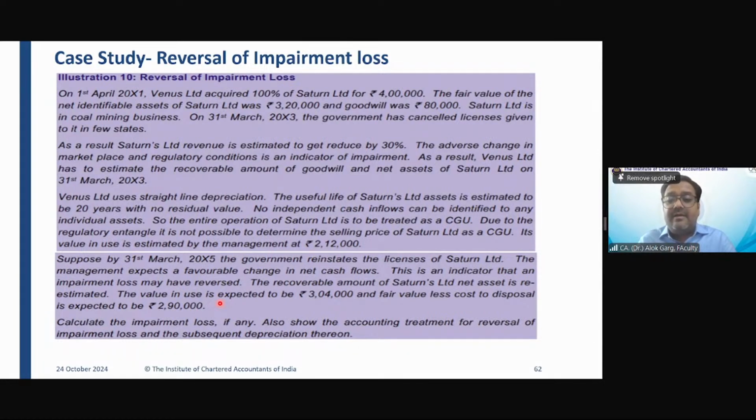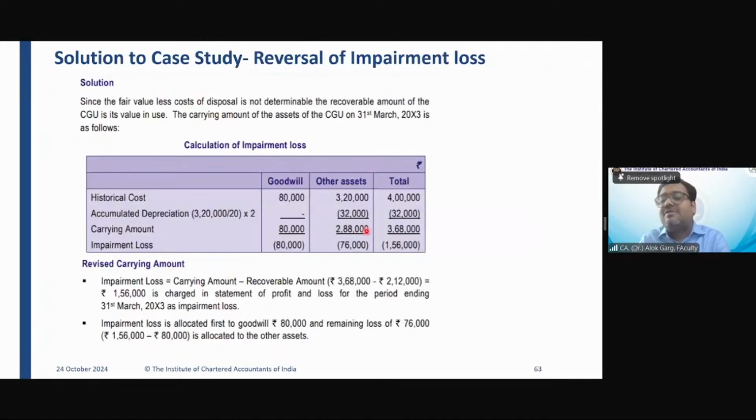Carrying amount before such impairment loss has to be computed first. Yes, you need to compute the carrying value. Had this asset never been impaired, अगर वो 1,56,000 का impairment नहीं आया होता, what would have been the carrying value of this asset, not goodwill. Goodwill का आप reversal नहीं करते impairment loss. So आपने कितना impairment loss debit किया था इस asset में?